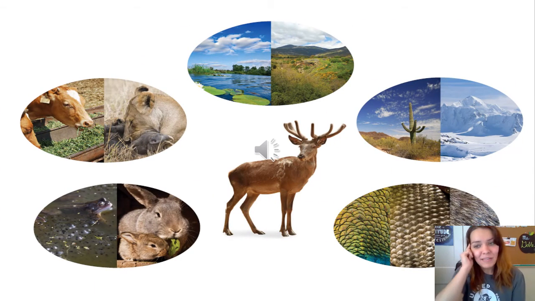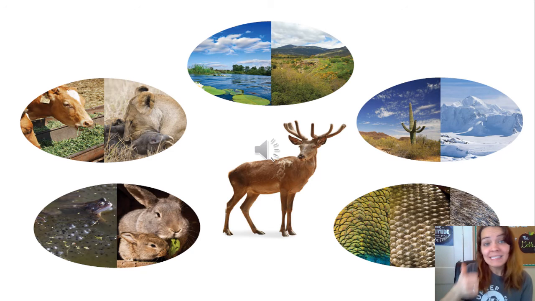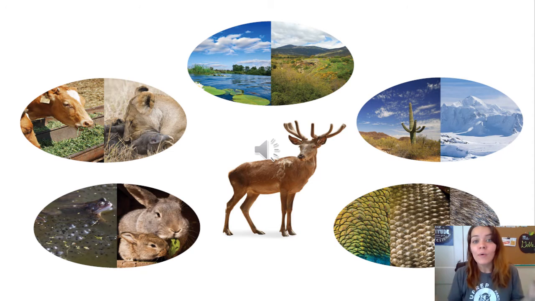So let's think about what you've learned today. Scientists classify organisms, including animals, in order to show relationships between them. Vertebrate animals have backbones, where invertebrates do not. Some are warm-blooded, whereas others are cold-blooded. Scientists also consider where animals live, their habitats.